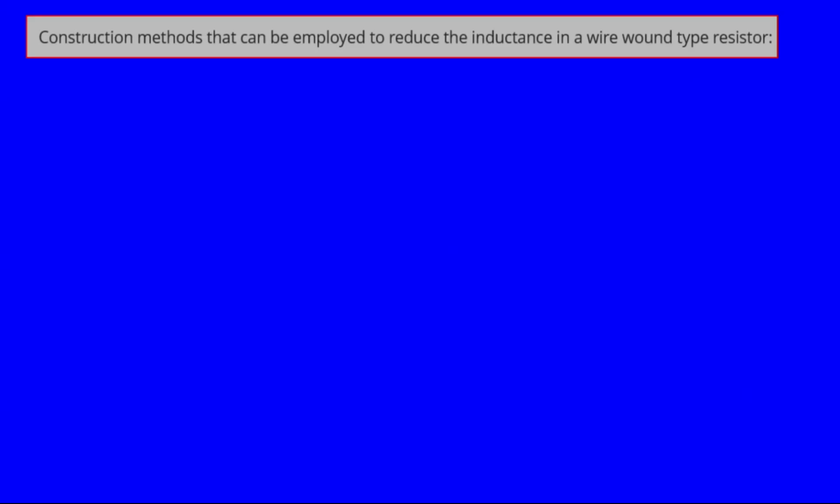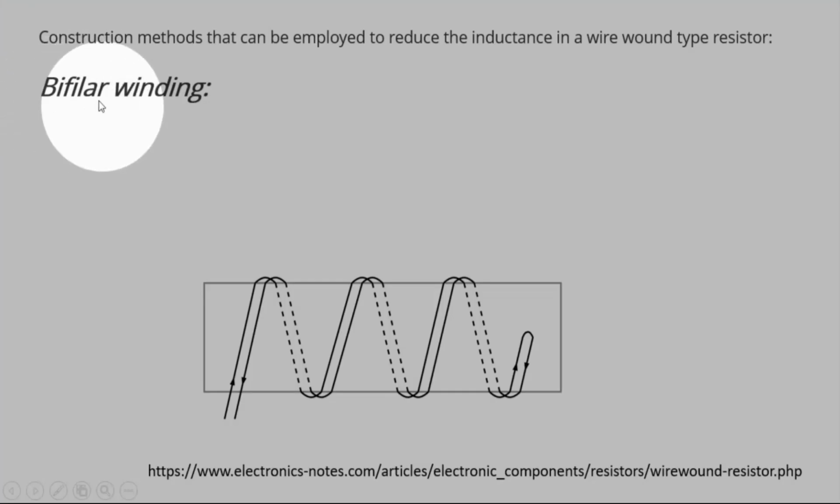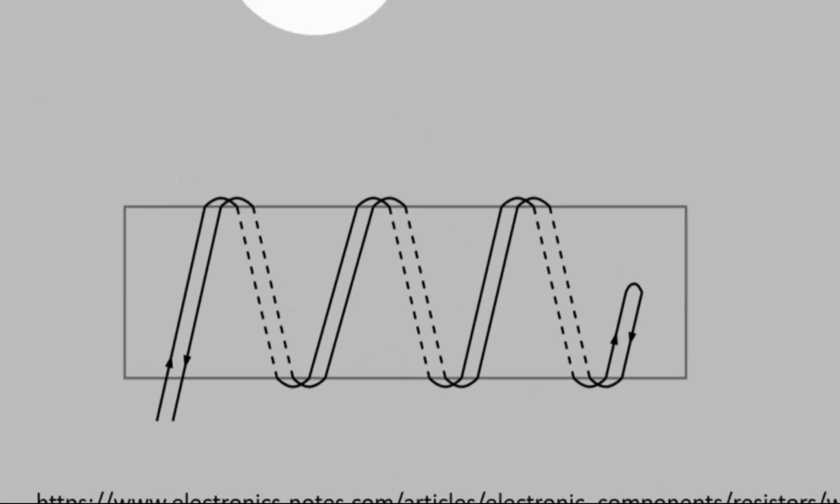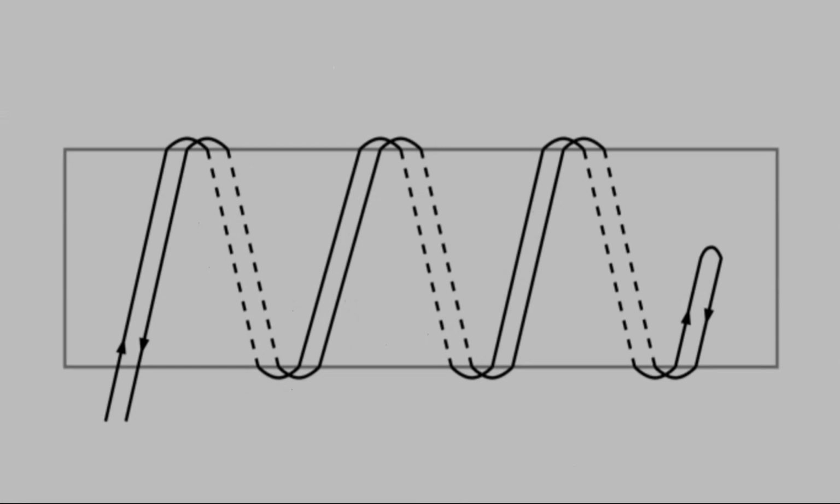Okay, but we have a problem in our construction where inductance and capacitance are built up. So we have to reduce the inductance in the wires. This can happen only through the manner of winding. So we have the so-called bifilar winding. This kind of winding has two separate wires that run together.